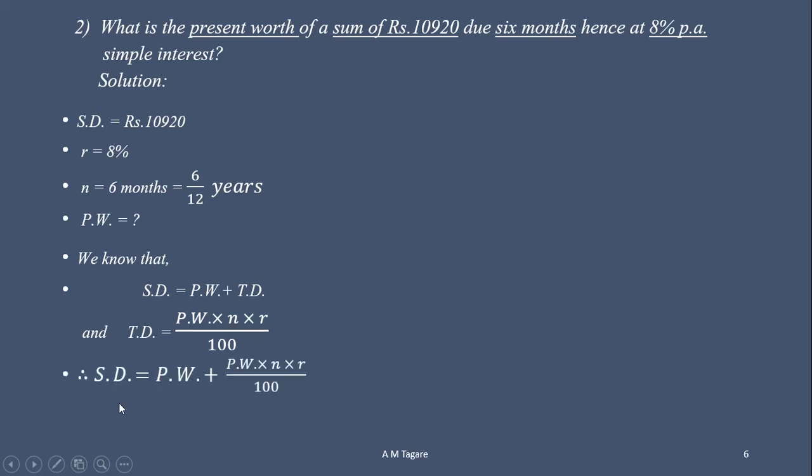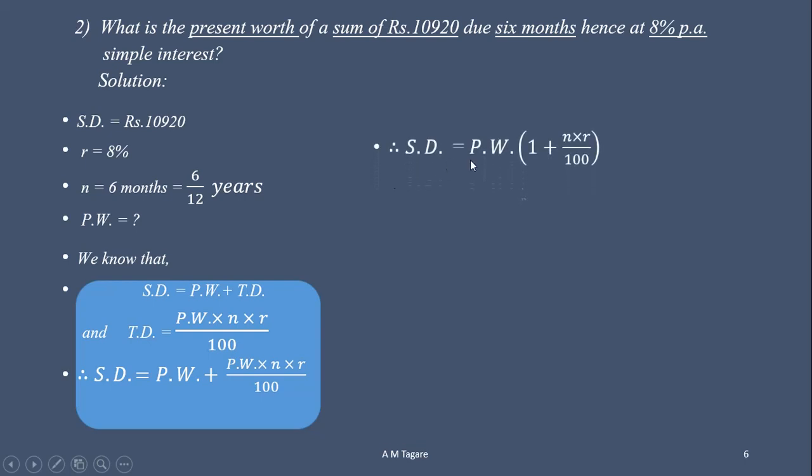So we get sum due is equal to present worth plus this present worth into N into R upon 100, and we get sum due is equal to present worth. This present worth we take common from these two terms, into bracket 1 plus N into R upon 100. Now instead of using these three formulae and then this simplified form, we can use directly this formula, substitute values and get answer. So now sum due it is given 10,920.